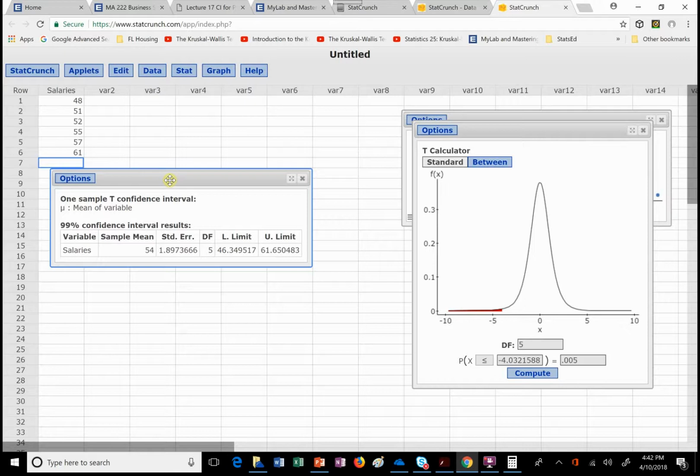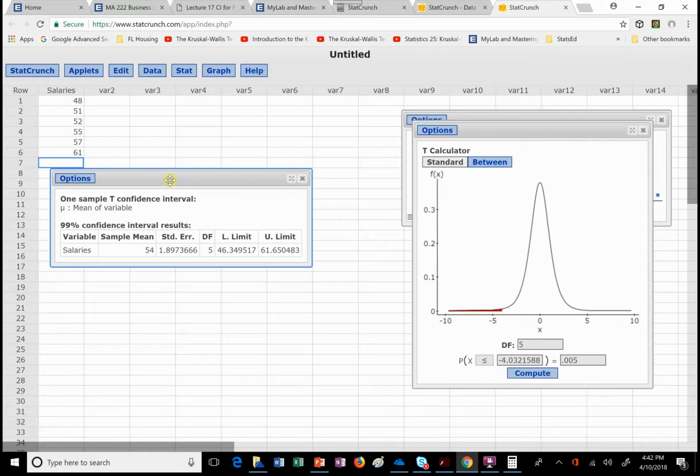Well, let me ask you a question. If you look at this picture down here, this is kind of a graph of the confidence interval. Where is the margin of error on this picture? Exactly. Right. So there's two ways to do it. You can subtract the lower from the upper and divide by two, or the upper from the mean, because this is the margin of error right here, right?